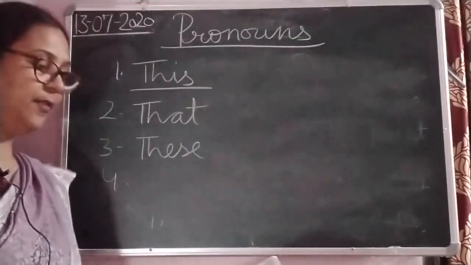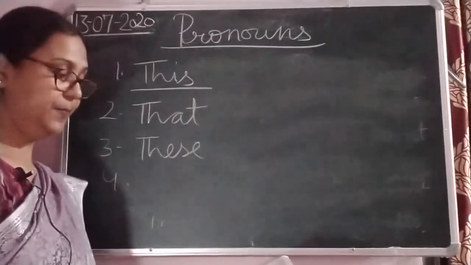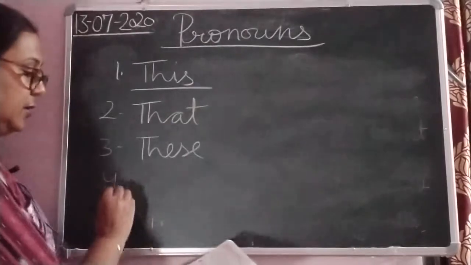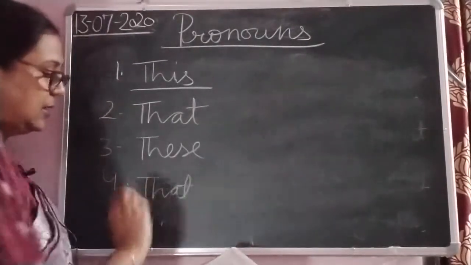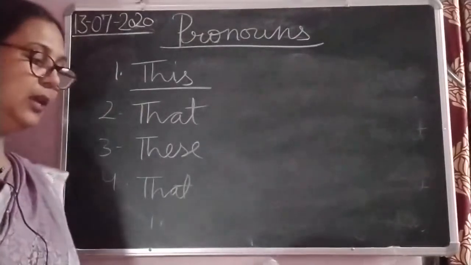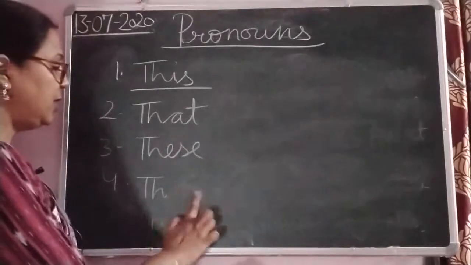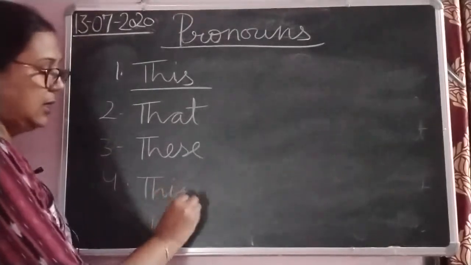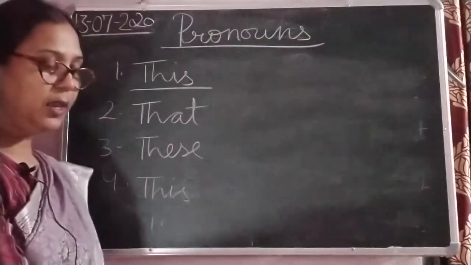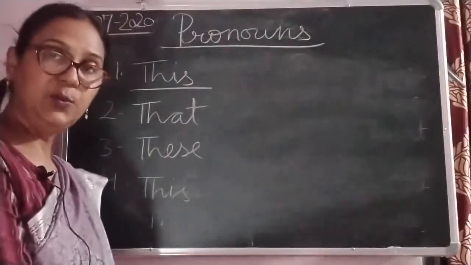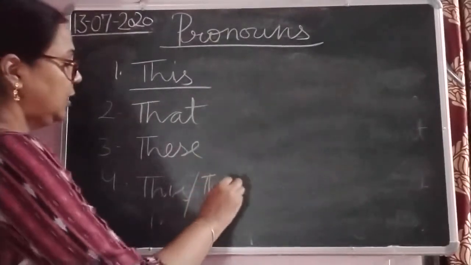Now on number 4, that was my friend who came from London last week. So we are going to write that was my friend who came from London last week. Or here you can use also this. This was my friend who came from London last week. So both words we can use over here.